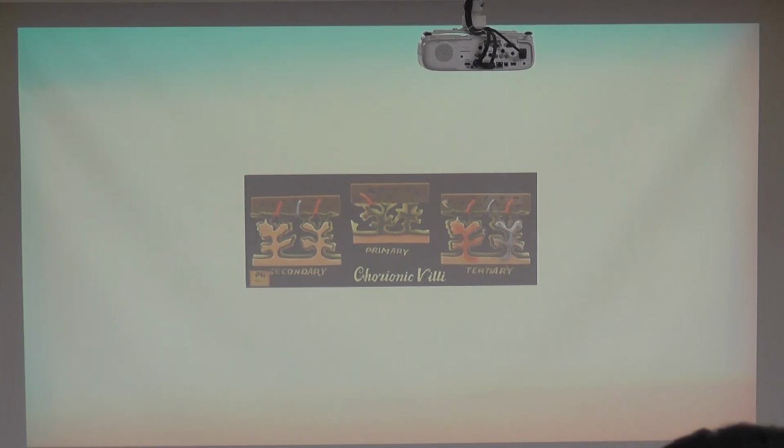Secondary and tertiary, find out. 17, 19, 21. Last row doesn't have a book. You guys will find and tell me when secondary and tertiary villi are formed.